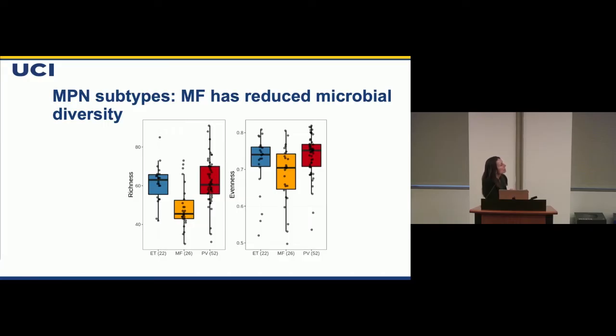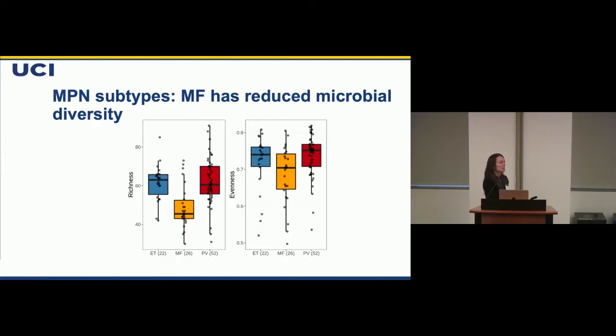And in the gut microbiome, you want your gut microbiome to have lots of different types of bacteria, as well as you want it to be even. So you don't want to have a predominance of one bacteria over the other. So that's called evenness and richness. So you want to be even and you want to be rich in your microbiome. But interestingly, the myelofibrosis patients had less evenness and less richness in their microbiome compared to the ET and the PV patients. Now, what that means is unclear.